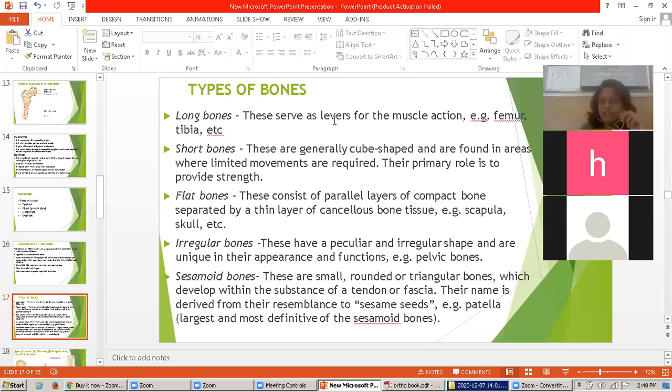So these are the many types of the bone. That is long bone, like femur, tibia; short bone, that is cube-shaped bone; flat bone, that is scapula, skull; irregular bone like the pelvic bone; and sesamoid bone like the patella.